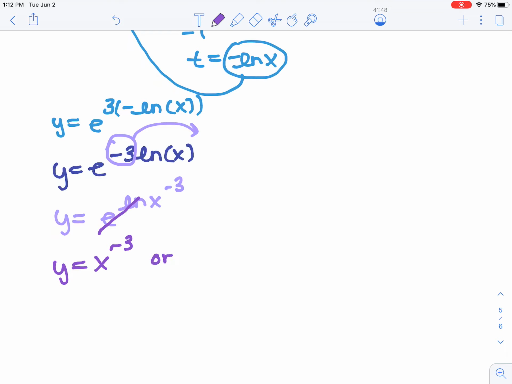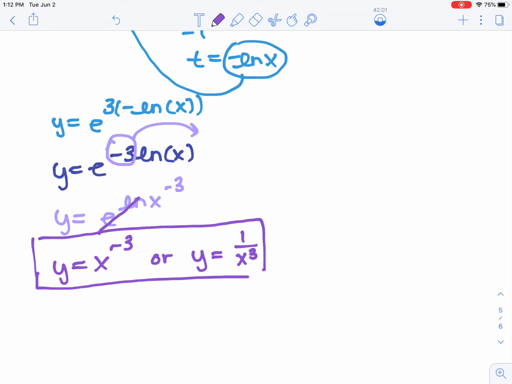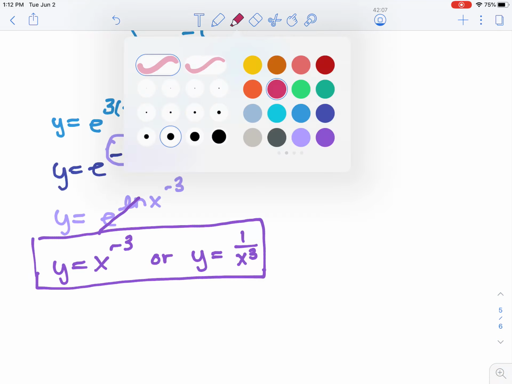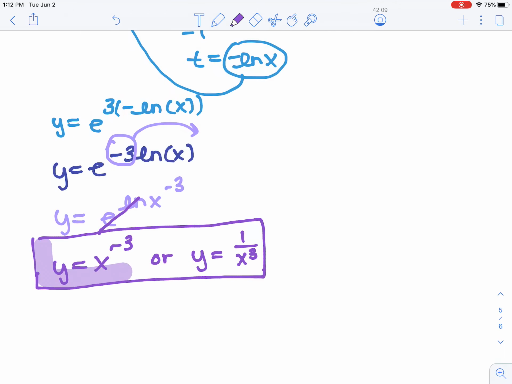Or if I want to be even more rigorous in my answer, I can say y is equal to 1 over x to the positive 3rd power. Because negative exponents don't make a ton of sense, we can utilize the properties of negative exponents to rewrite that final answer. But either way, you have accomplished the goal of eliminating your parameter. You started with two expressions of x and y in terms of t, and you were able to use them together to come up with one equation in terms of just y and x.